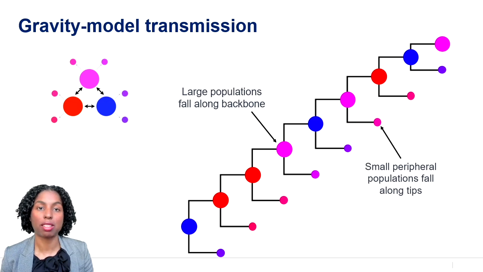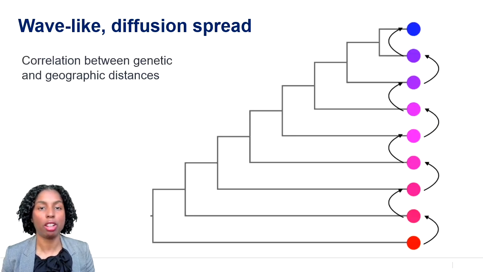Gravity model dynamics are often seen on highly transmissible human viruses. Here, transmission among locations is proportional to relative population sizes, such that epidemics spread among big cities first before disseminating to outlying villages. When a phylogeny shows a strong correlation between genetic and geographic distances, it reflects a wave-like or diffusion spread.